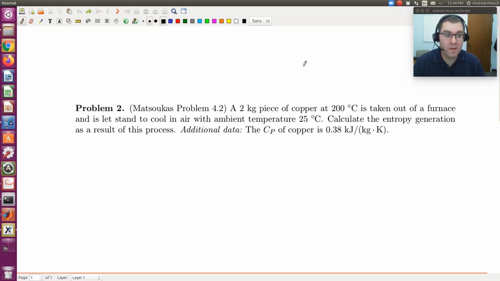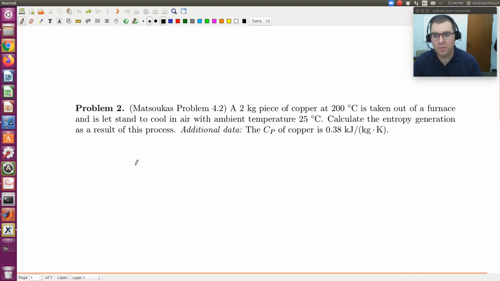All right, let's take a look at example 2. So we have a 2 kilogram piece of copper at 200 degrees C. It's taken out of a furnace and is left to cool in air with ambient temperature 25 degrees C. Calculate the entropy generation as a result of this process. Additional data: the Cp of copper is this, which we can assume is constant.